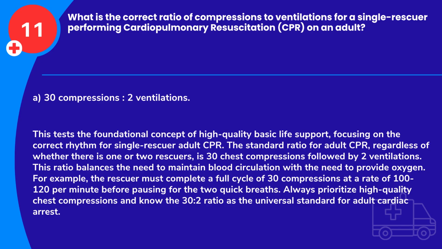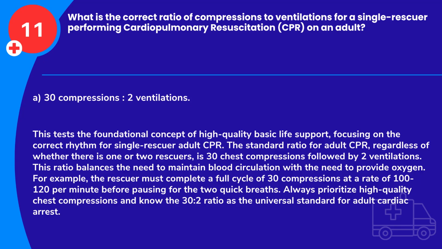This tests the foundational concept of high-quality basic life support, focusing on the correct rhythm for single rescuer adult CPR. The standard ratio for adult CPR, regardless of whether there is 1 or 2 rescuers, is 30 chest compressions followed by 2 ventilations. This ratio balances the need to maintain blood circulation with the need to provide oxygen. For example, the rescuer must complete a full cycle of 30 compressions at a rate of 100 to 120 per minute before pausing for the 2 quick breaths.